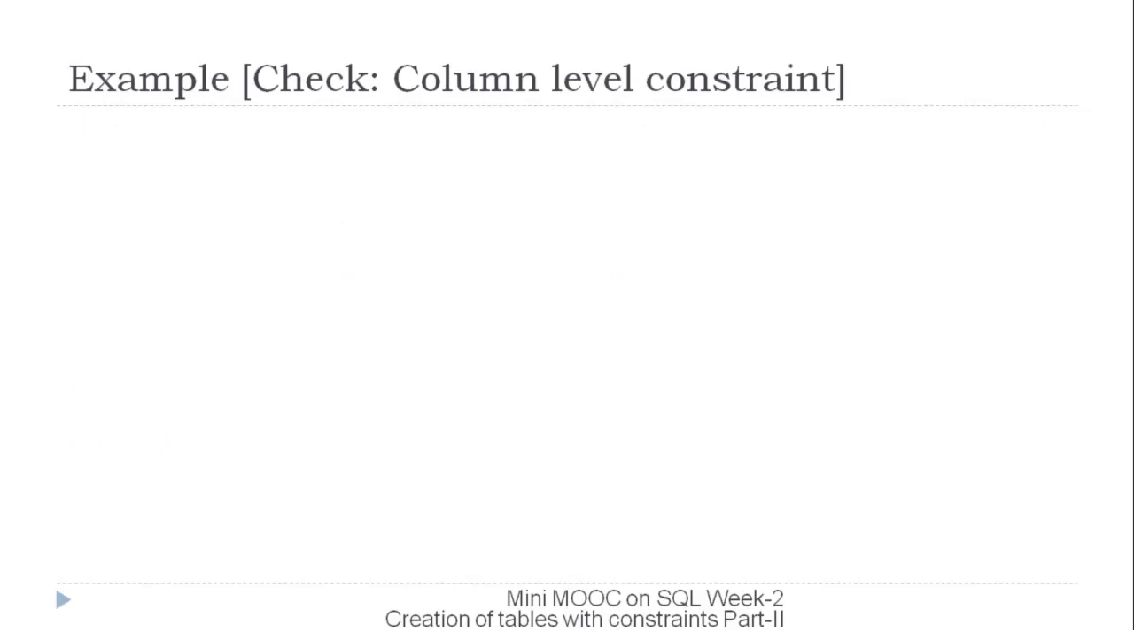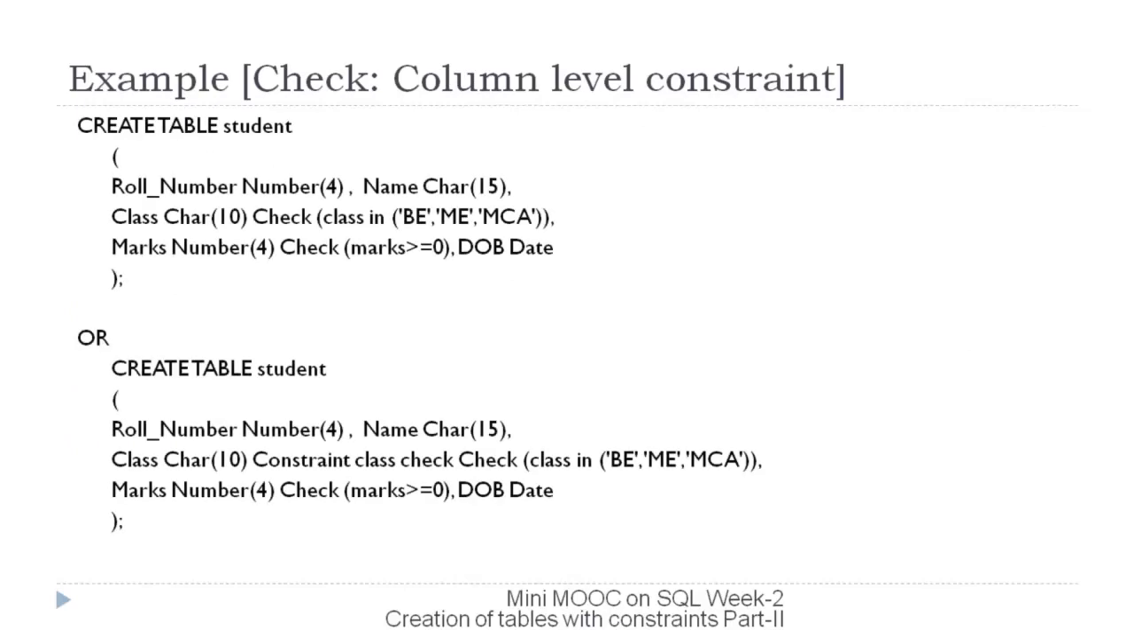Let us apply this constraint on a student table. In case of student database, we wish to define BE, ME and MCA as valid classes and marks should be greater than or equal to 0. For this, we can use this statement. Let us execute this statement to demonstrate this concept.